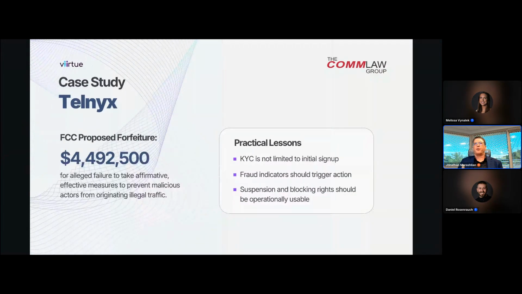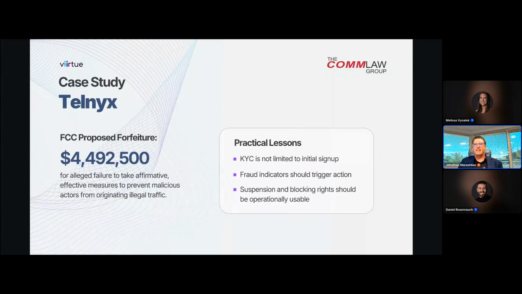Next case study is Telnyx. Let's talk about Telnyx. This slide references the FCC's proposed forfeiture of almost $4.5 million. Again, it's a proposed forfeiture. It's a notice of apparent liability. That means it's an allegation. It's not the same thing as a final court judgment, and Telnyx has publicly disputed the FCC's position.